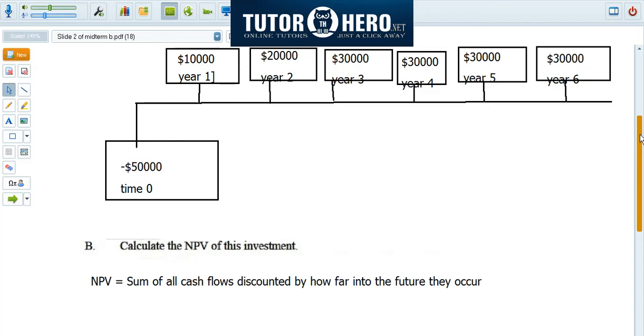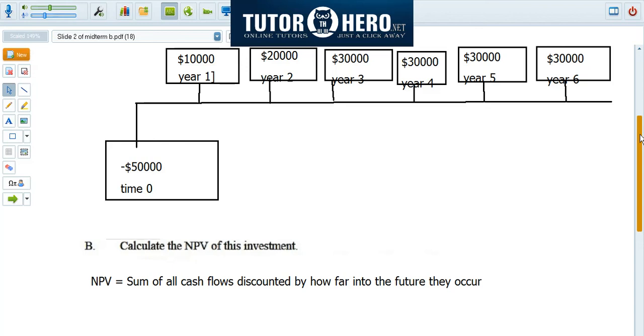So what do I mean by that? Well, basically, for net present value, you take the cash flow and you discount it according to when it occurs, and you do that for each separate cash flow, and then you add them all up. So in particular, what is the appropriate discount rate? So let me type this out for you.